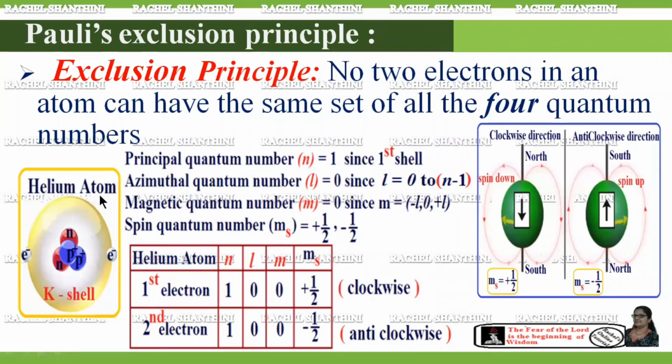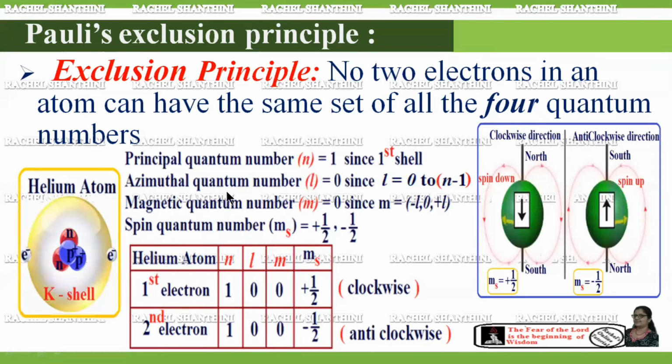Let us take the helium atom as an example and find out the values of all the four quantum numbers. The atomic number of helium is 2, which means it has 2 electrons, right? So let us find out the values of the four quantum numbers for these 2 electrons, the first electron and the second electron. Since these 2 electrons are present in the K shell, that is in the first shell, the value of n equals 1. So the value of n for the first electron is 1 and for the second electron is 1.